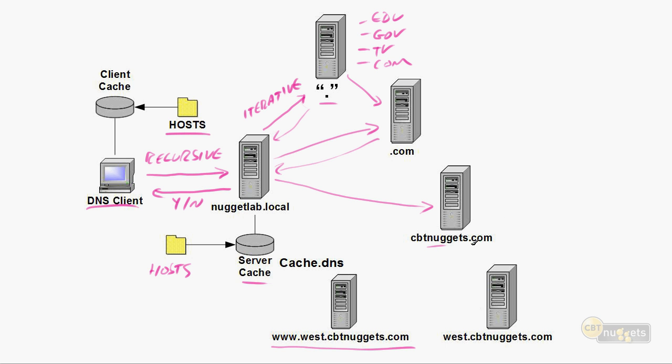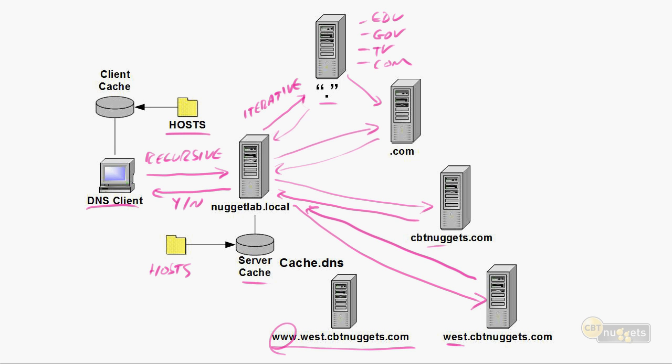cbtnuggets.com says, well, I'm not authoritative for west.cbtnuggets.com. But I do know where that server is, so I'm going to point you back to that. And this is all iterative, where it goes back and forth through a bunch of referrals until eventually this server will directly query the authoritative server of west.cbtnuggets.com, and West will say, oh, hey, I know, that's one of my servers. That's my www server. So I'm going to give you an IP address to that www server, which is where we then give the answer back to our DNS client, and from that point, the DNS process is over with, and the system will enter the IP address based on what we've typed into our browser, and the resolution that DNS has done for us.